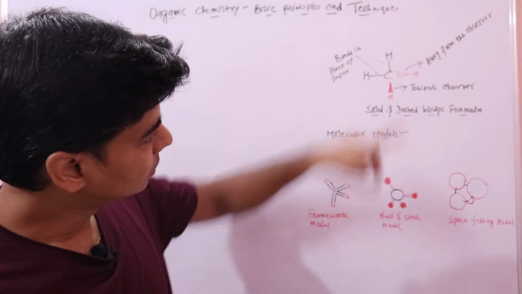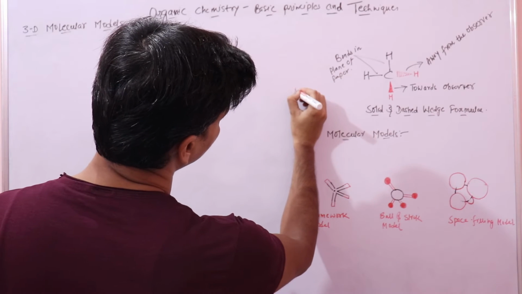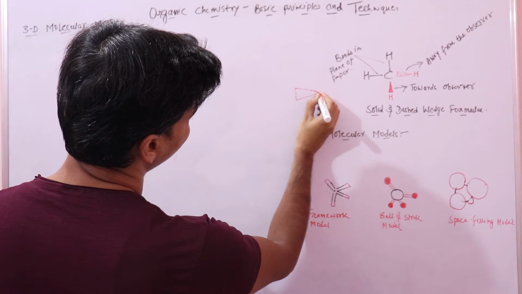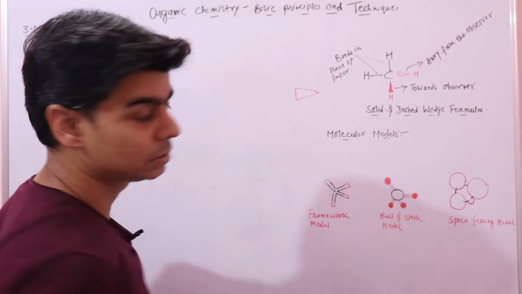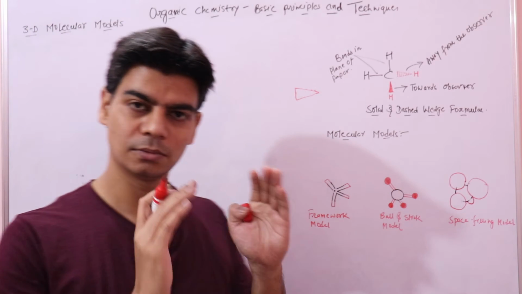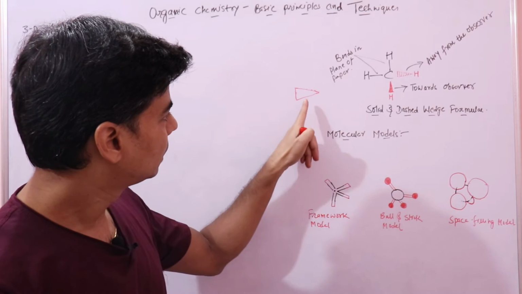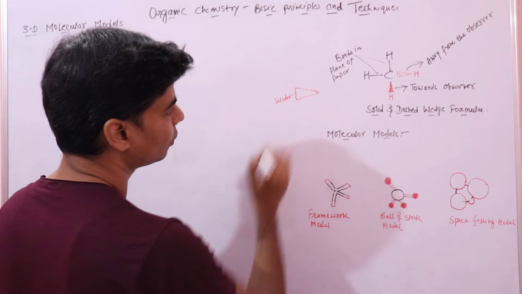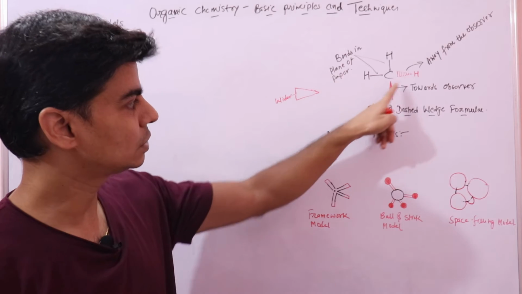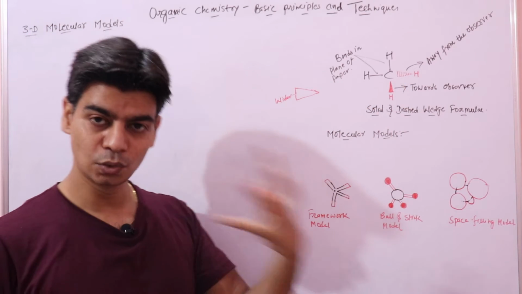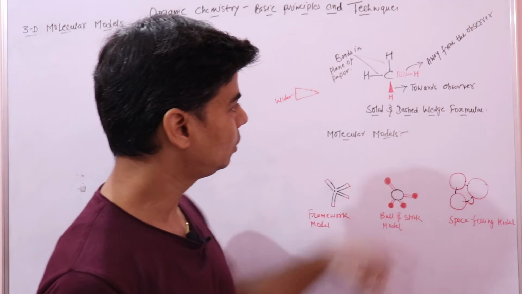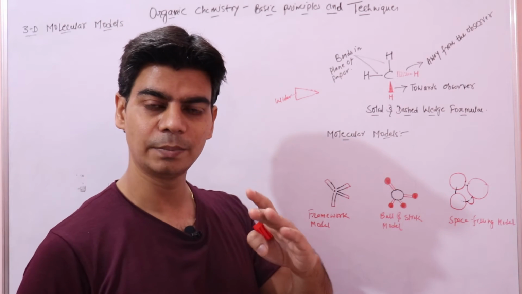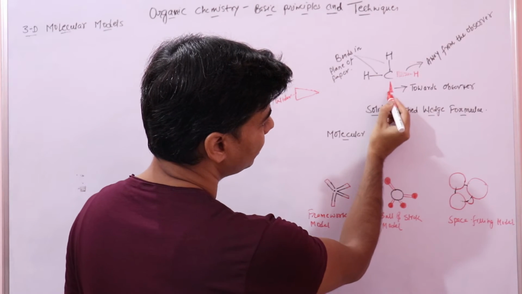This is the kind of wedge which is used to represent three-dimensional molecular structure on a two-dimensional paper. And the wider end of this wedge, whether it is a solid wedge or a dashed wedge, will always be towards the observer. Like I am the observer for this molecule. The wider end of this solid wedge is coming out of the plane of the paper towards the observer. The wider end is towards me.